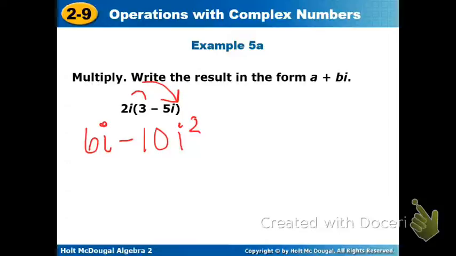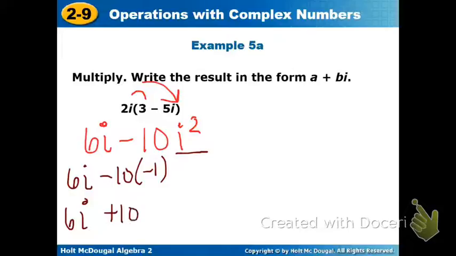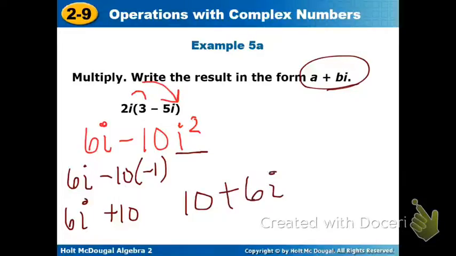So here's what happens. i squared becomes negative 1. That's what that last slide just says. So here's what you would have. 6i minus 10 times a negative 1. You've got 6i. What's negative 10 times negative 1? Positive 10. And then last but not least, it wants it in the complex form here, the a plus bi. So you've got to move the 10 to the front and add on that 6i. That's the official answer that they want.